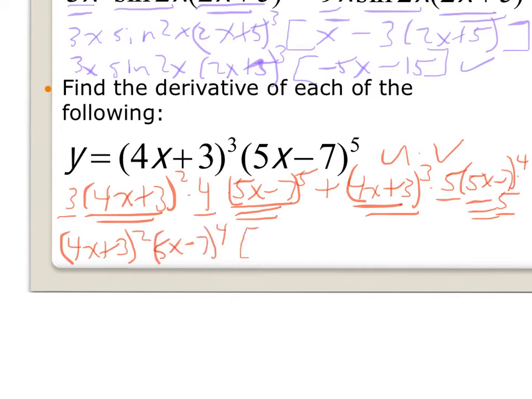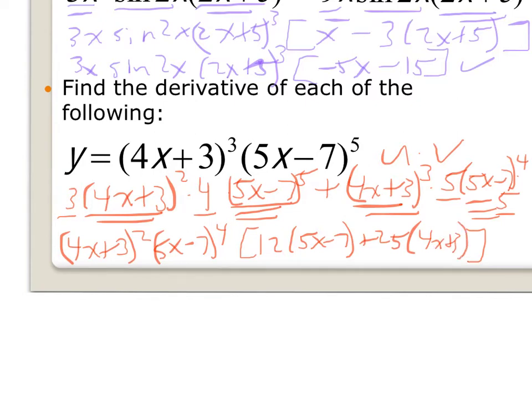And then again, I use brackets to determine what's left inside the parentheses. So if I divide this whole first term by that common factor, I get 12 times 1, 5x minus 7. And when I do the same thing with the second term, I get plus 25 times 1, 4x plus 3.